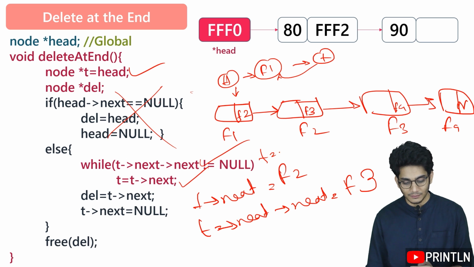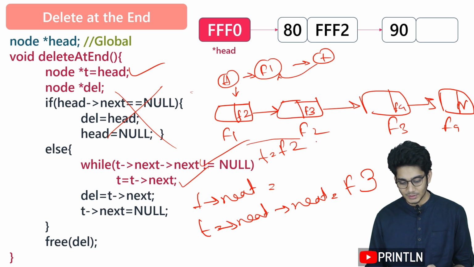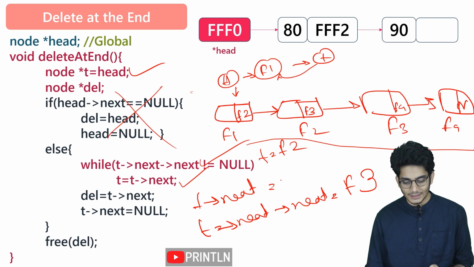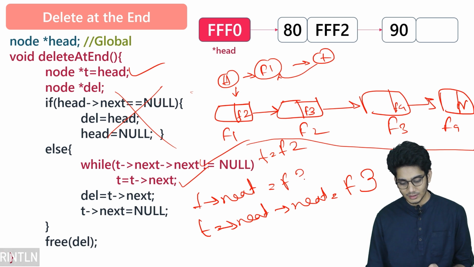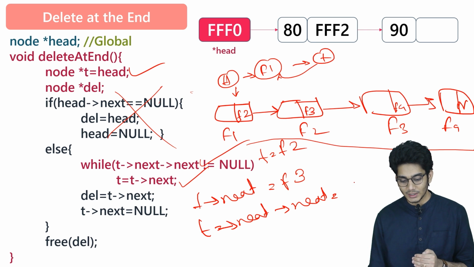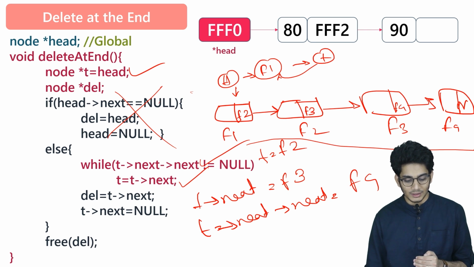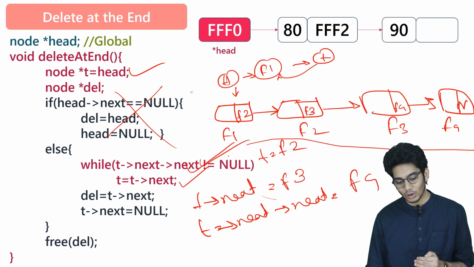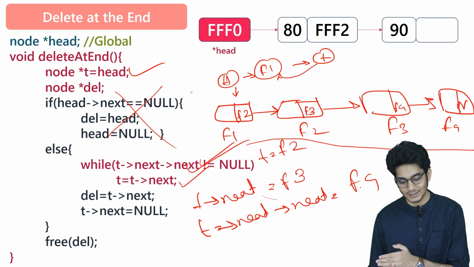The value of t will be f2. Now what will be the t next? Let me draw a line. The value of t next will be f3. Now what will be the value of t next? It will be f4. So t next not equals to null. It means this portion will also be executed because t next equals to f4.